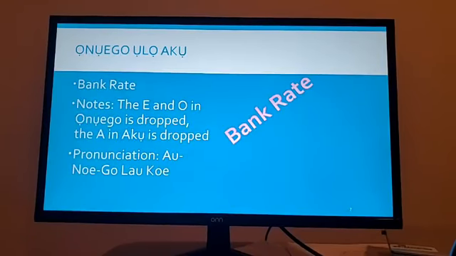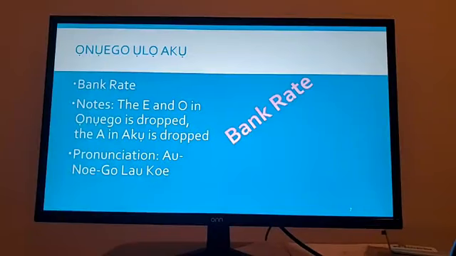Okay, bank rate. So again, you start seeing the same words, but they're just used in different combinations that we've already been saying. And you would have to drop some vowels in this case. So again, you see Au-Noe-Go. So you're dropping the E in Au-Noe-Go, which is that first word. And you're dropping the A in Ah-Koe at the end. So what you would be saying is Au-Noe-Go, excuse me, let me get it right. Au-Noe-Go bank rate.